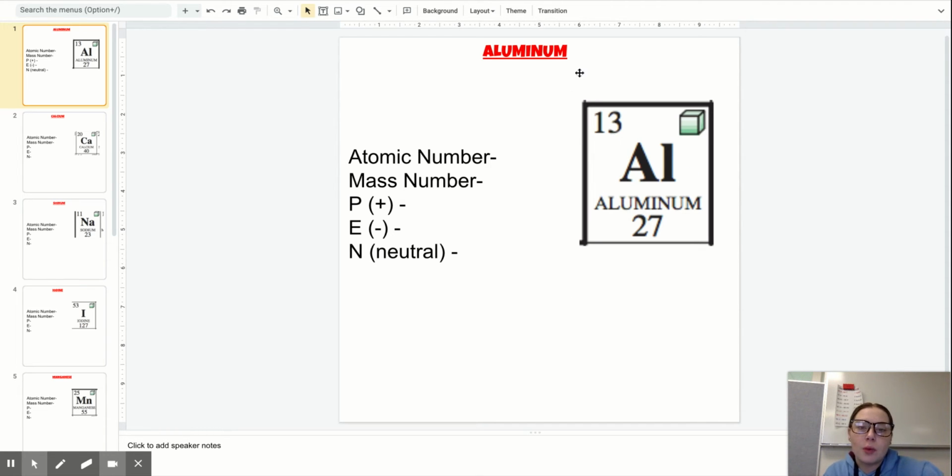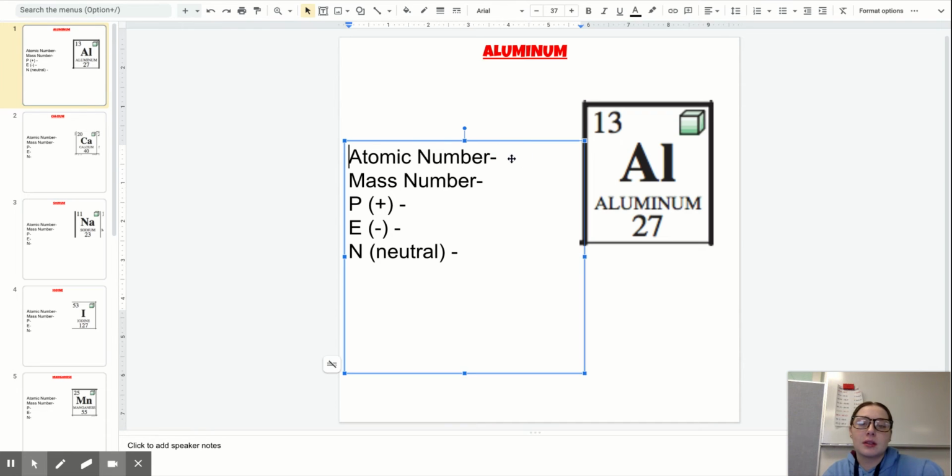So with elements on the periodic table, there are a few things that we need to be able to identify. So the first one is the atomic number, which is always going to be the smaller of the two numbers that you see. So in this case, aluminum has an atomic number of 13, which means that aluminum is the 13th element on the periodic table. So I'm going to go ahead and type 13.